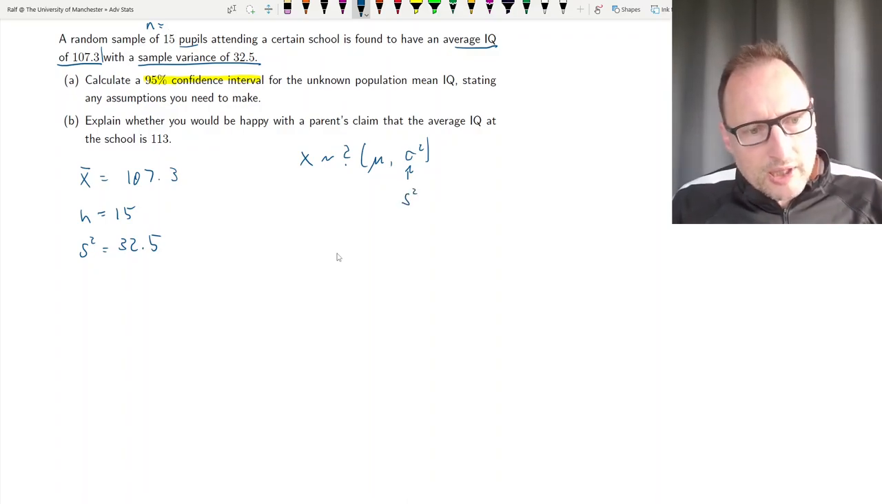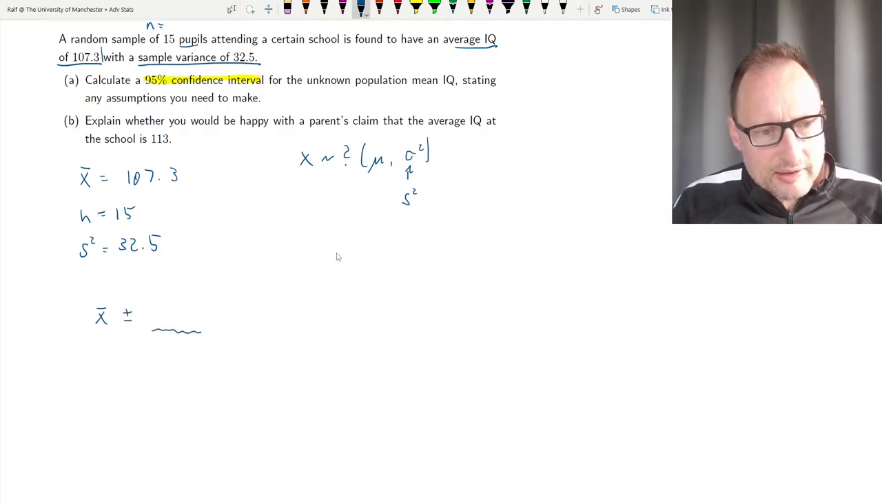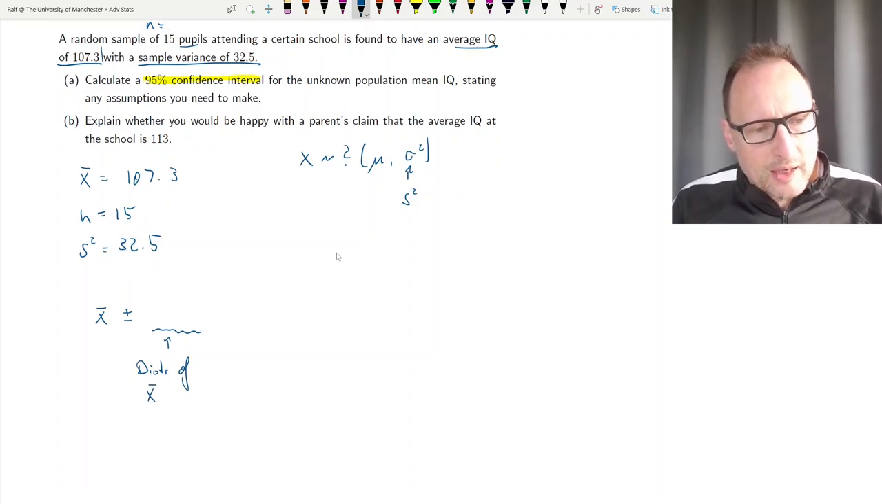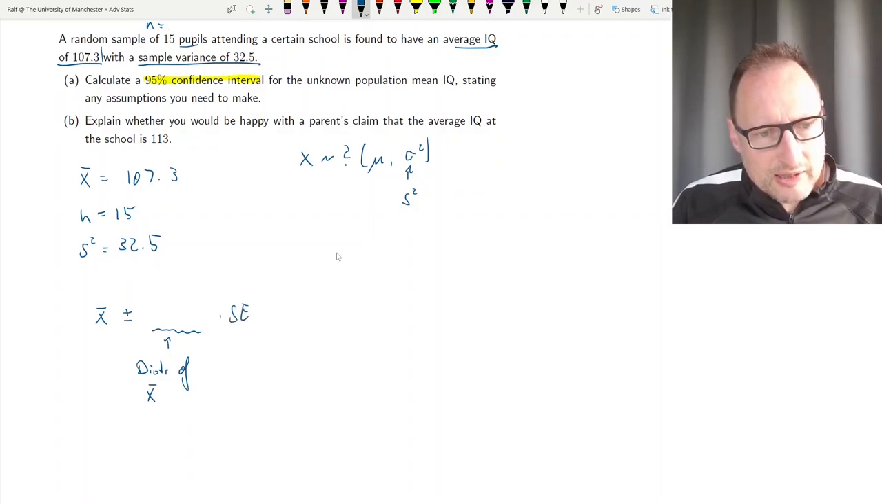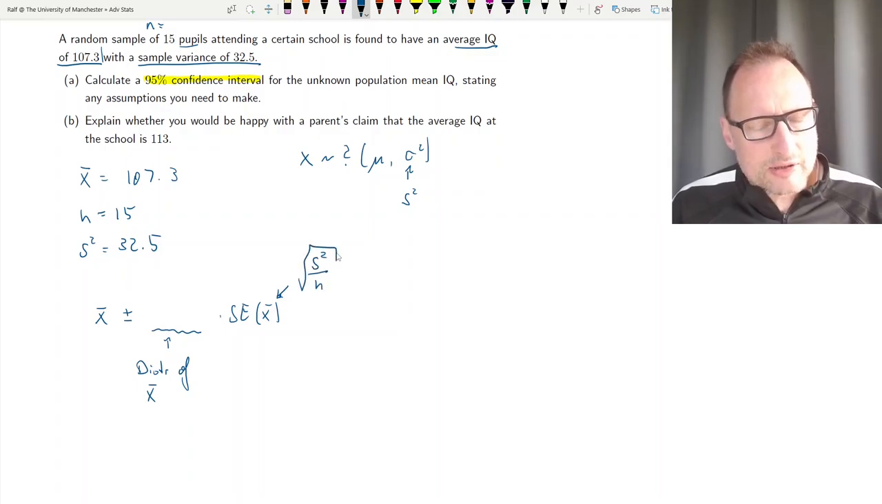So we know that a confidence interval, which in general will work like this, will be centered around our sample mean, x bar, plus minus something. That something will come from the distribution of X bar. It's a value coming from the sampling distribution of X bar times the standard error of X bar. So that standard error here in our case, because we don't have sigma squared, we will have to use our sample estimate S squared. We divide by n and take the square root. That is going to be our standard error of X bar.